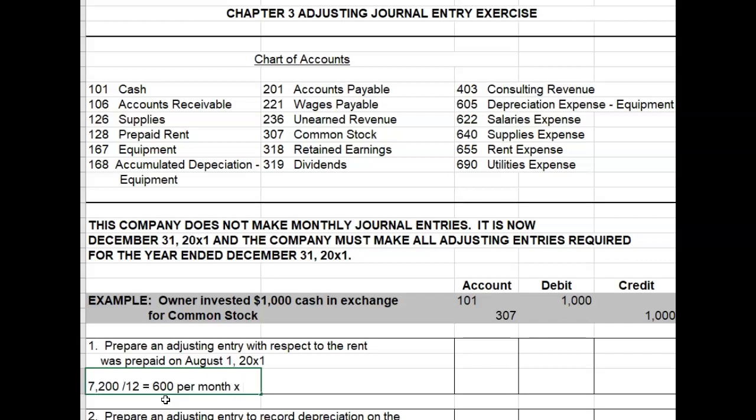It happened on August 1st, so there's all of August, September, October, November, December. There are 5 months that we have to write expense for, 5 months. So times 5 equals $3,000 of rent expense that needs to be recorded for the 5 months ended December 31st. Now that you have that calculation, go ahead and write the adjusting journal entry.